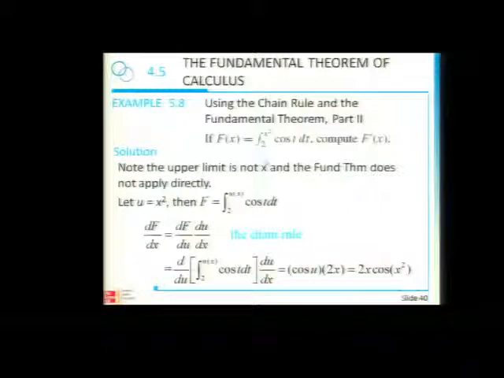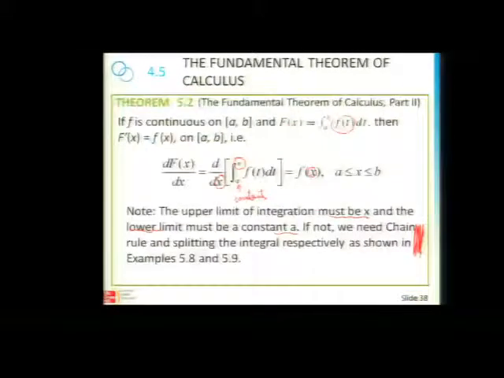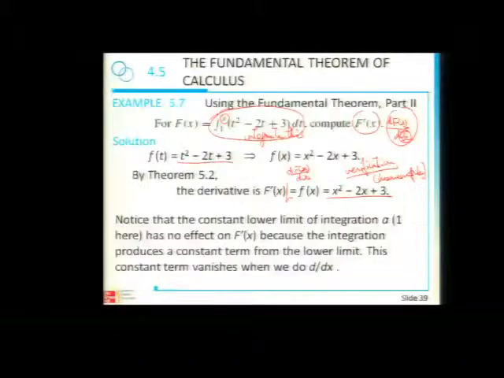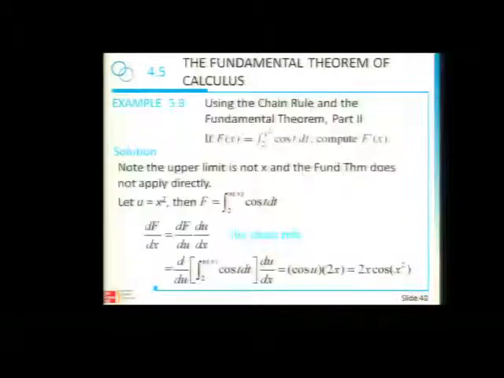So we are given the integral, all right? So this is the integral of cosine t from 2 to x squared. So the upper limit is not x. Therefore, we can't apply the theorem. The theorem requires the upper limit to be x, and then it will give you the derivative of the integral with respect to x. Of course, the lower limit must be a constant. So it doesn't conform to this form.